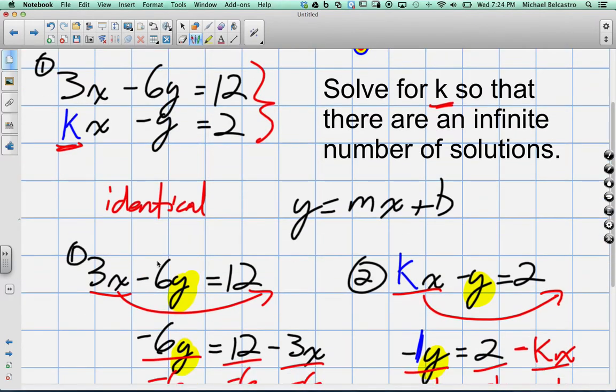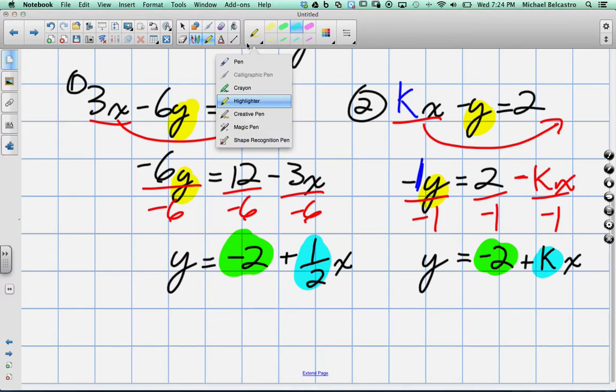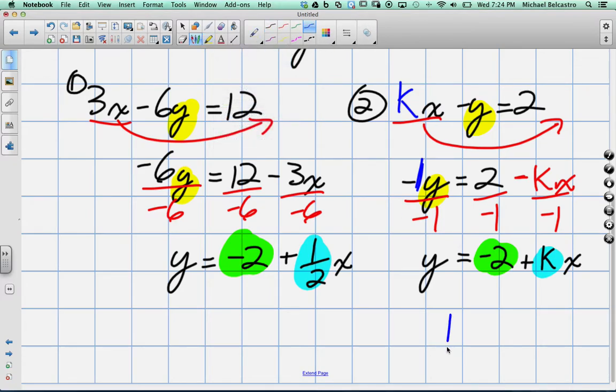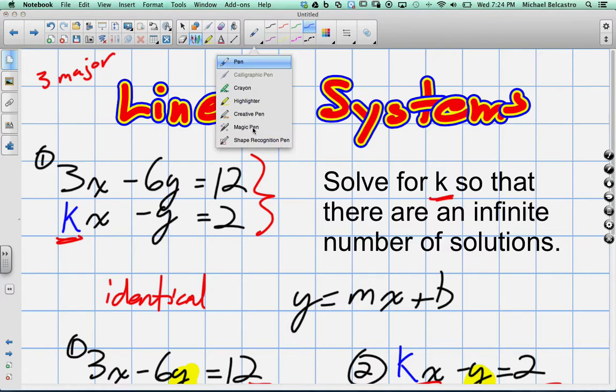And remember, we need to find identical equations. So in order to be identical, let's double check that everything's going to work out. Well, we have a negative 2, we have a negative 2. What's the coefficient I have in front of x? A half. Half. So what does our k need to equal to be an identical equation? A half. That's right. K needs to be 1/2. Okay. This is one way of doing it. Another way we could do it, if we were intuitive enough, is similar to elimination.